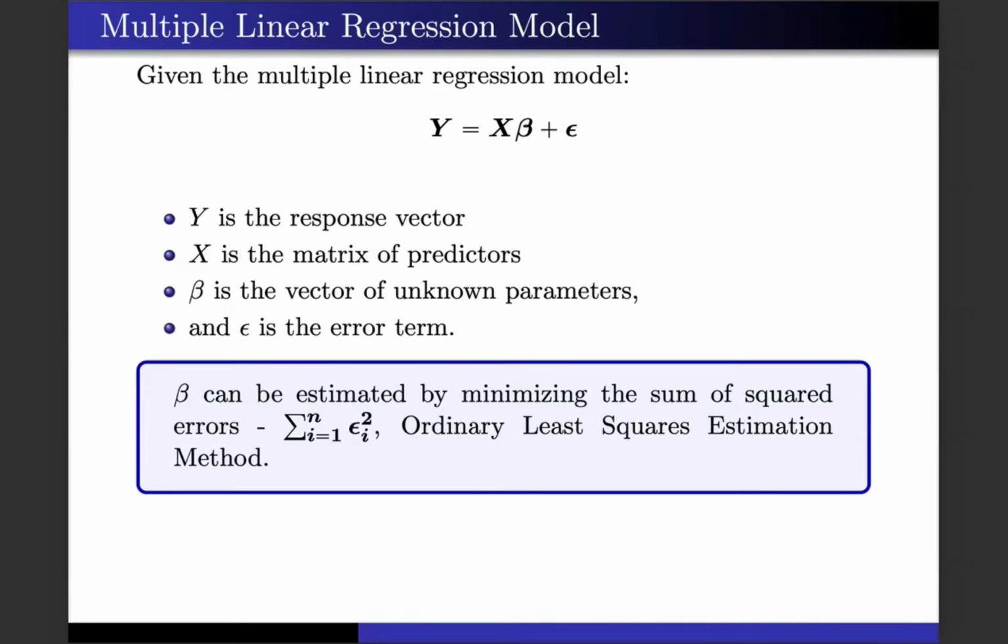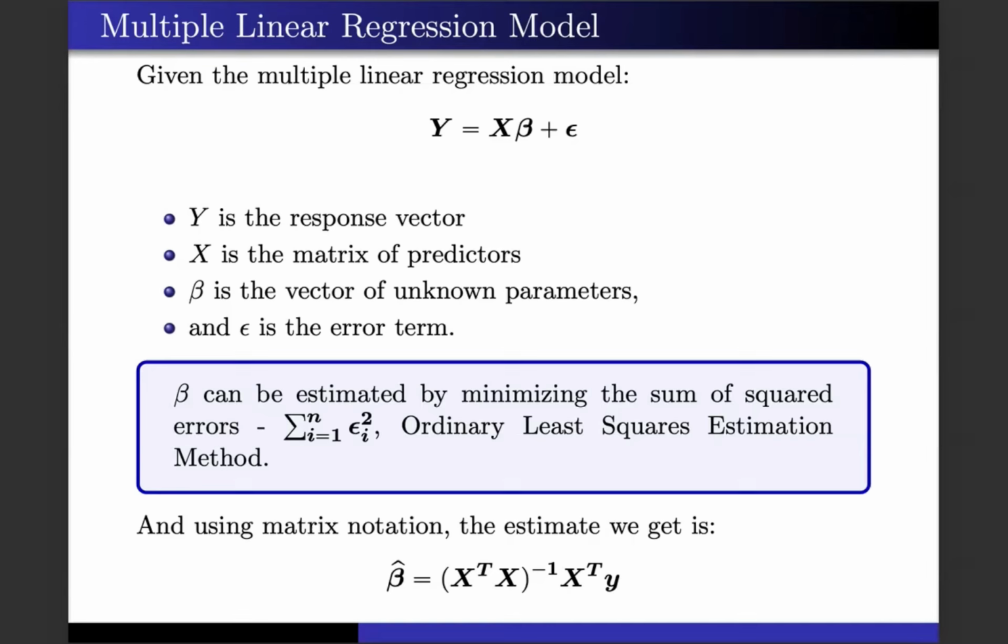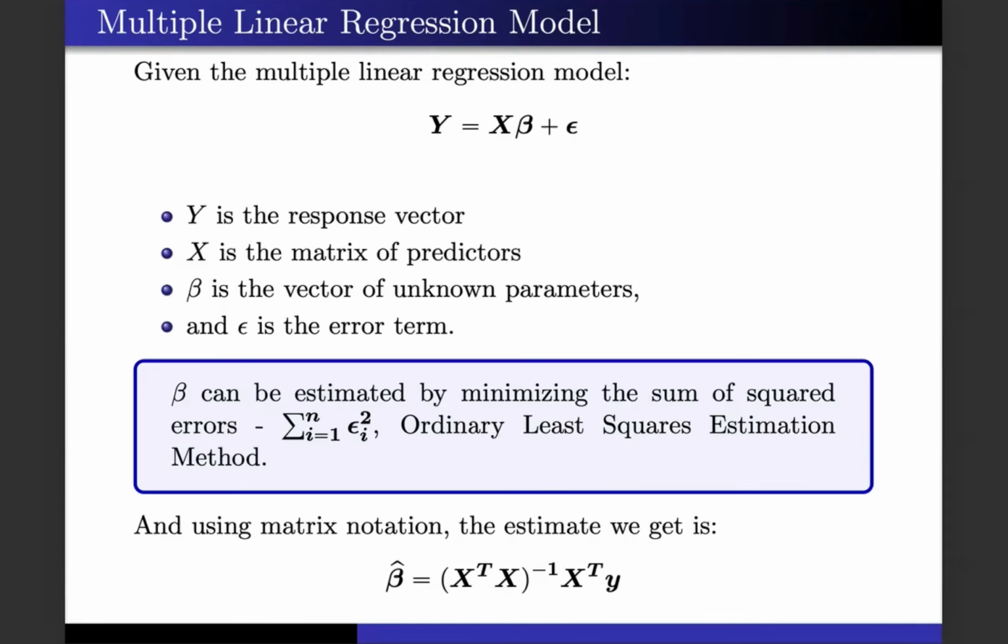And using matrix notation, the estimate we get is beta hat equals (x transpose x) whole inverse x transpose y. Now comes the important question. Is this estimate a good estimate of beta? So now we're going to prove that it is unbiased and also find the variance of this estimate beta hat.